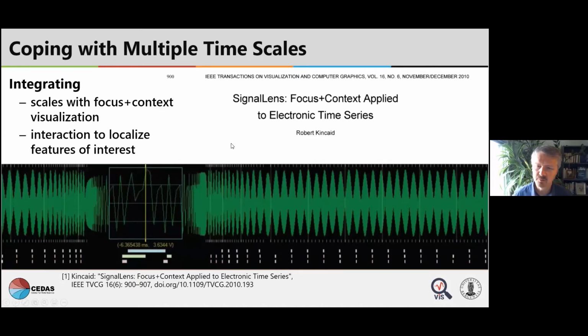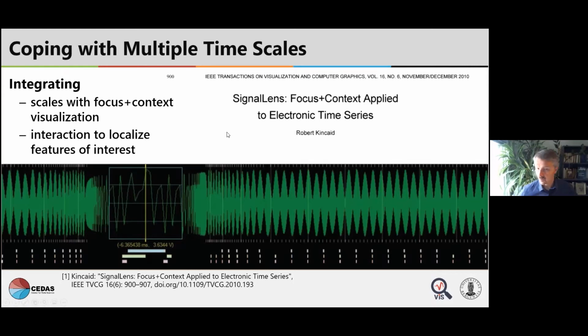Here is one from Robert Kincaid called SignalLens, where he suggests an interactive focus plus context approach to investigate long time series data at different scales.